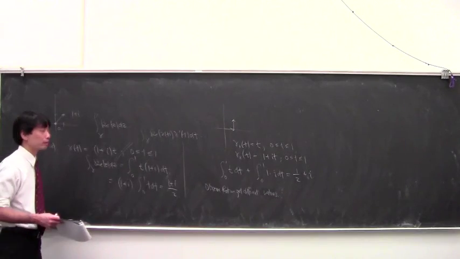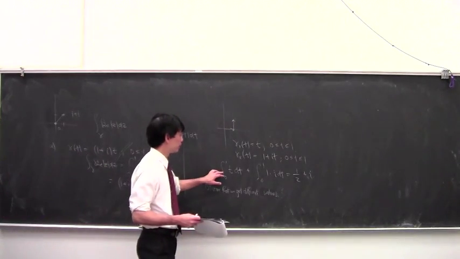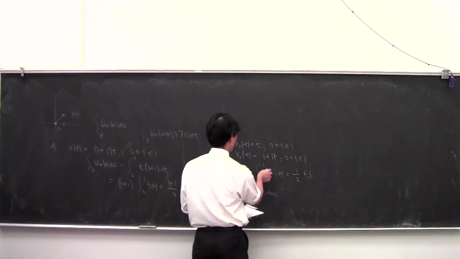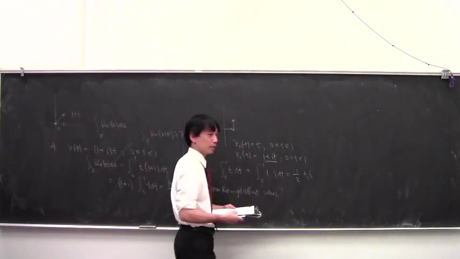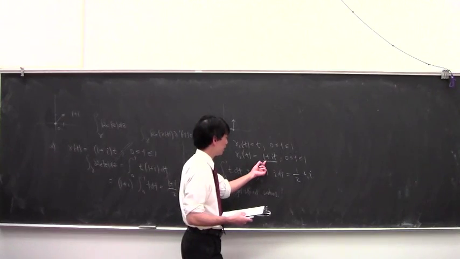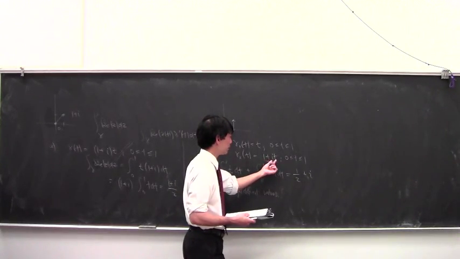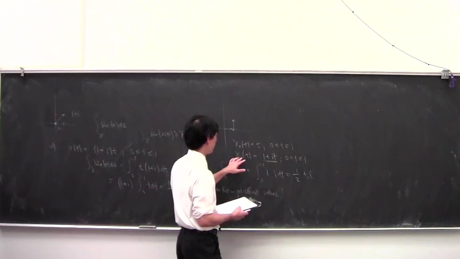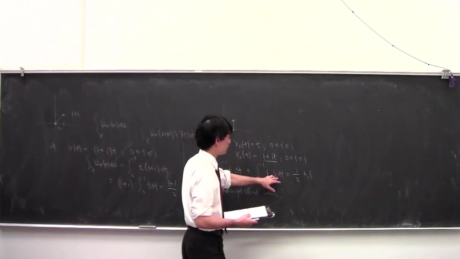So that'll be 1 times i, yeah, because you get the real part of this, which is 1, and you get the derivative of this with respect to t, which is i. That's the real part of gamma 2 of t times gamma 2 prime of t, dt.